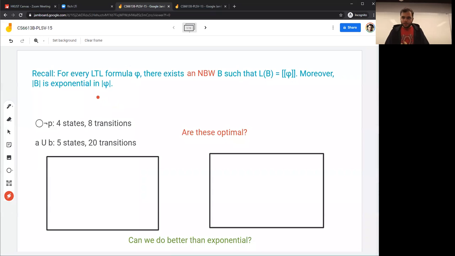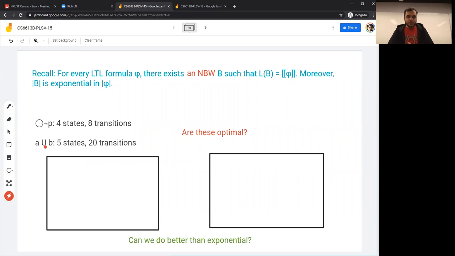Okay, so first of all, you remember where this exponential came from? Why it was exponential? Right, yes. So we had these elementary sets, and our elementary sets were sets of sub-formulas, and because we could take any subset of sub-formulas, in the worst case it becomes exponential.